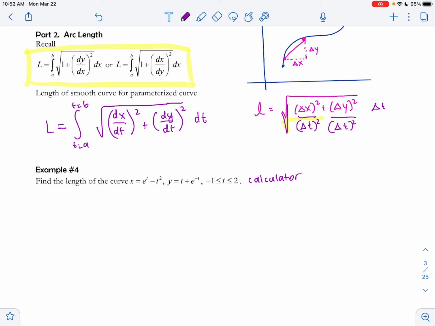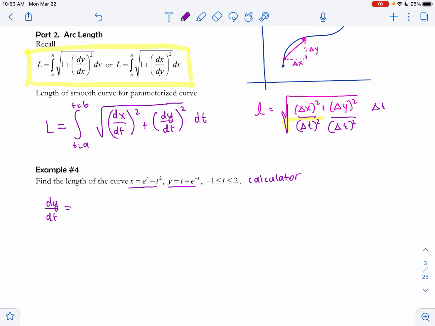So go ahead and write for example number 4 that this is going to be a calculator question. They want us to find the length of the curve of x equals and y equals those expressions. And this is a calculator-based question. So what we're going to do is find dy/dt and dx/dt separately.